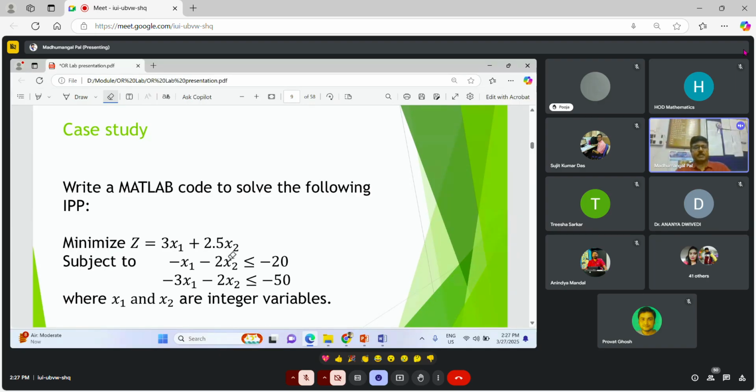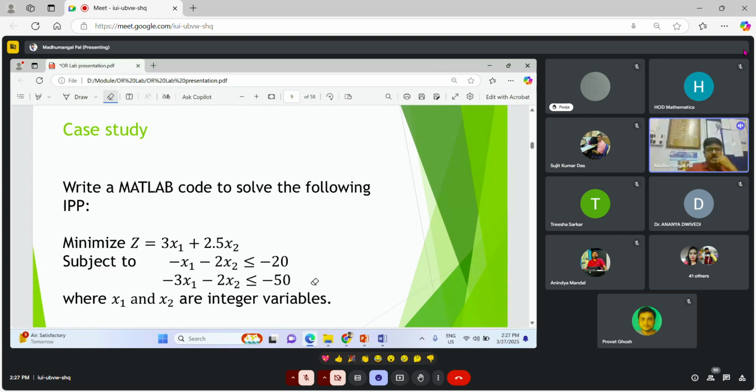To illustrate this method, we consider this minimization problem. This is also a minimization problem because MATLAB solves minimization problems. So here, minimize J equal to 3x1 plus 2.5x2. There are two constraints. Actually, they look like less than or equal to type, but originally they are greater than or equal to type, because all the terms are multiplied by minus 1. If you change to positive 1, then both constraints become greater than or equal. There is no problem, because as per the requirement of the MATLAB code, we need the constraints to be less than or equal to.